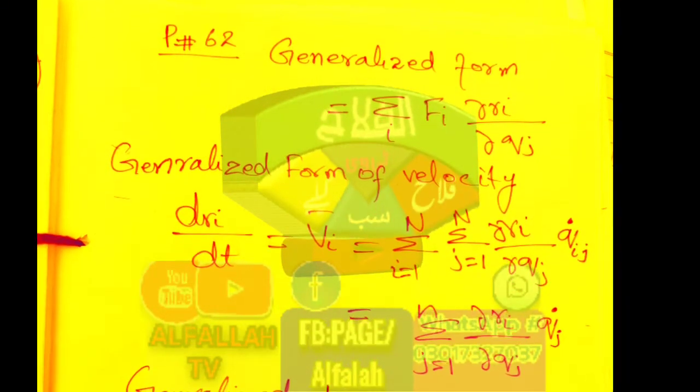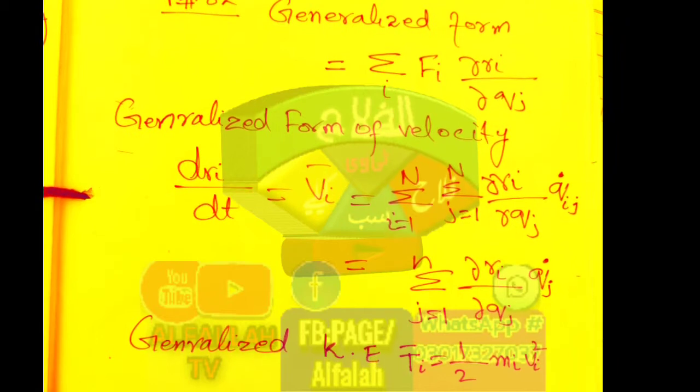Number 62 is that generalized force is equal to sigma over i of F_i times partial r_i over partial q_j. Generalized form of velocity is dr_i over dt is equal to v_i is equal to sigma over j from 1 to n of partial r_i over partial q_j times q_j dot.